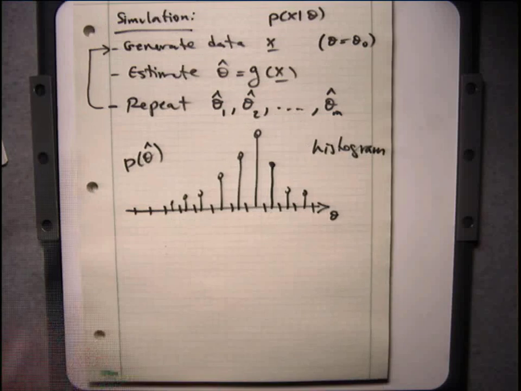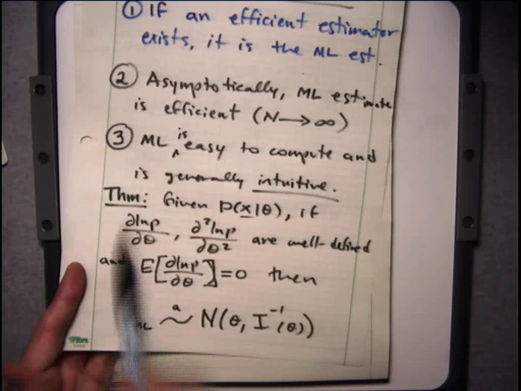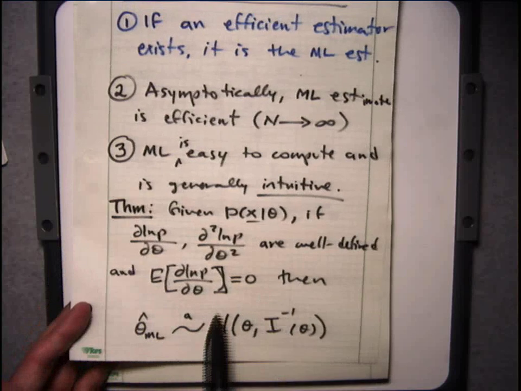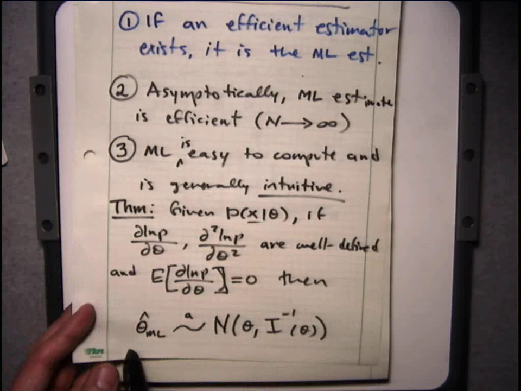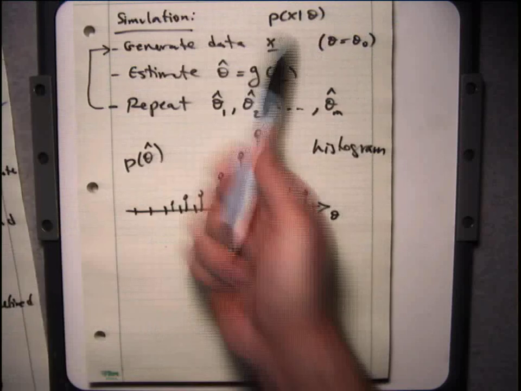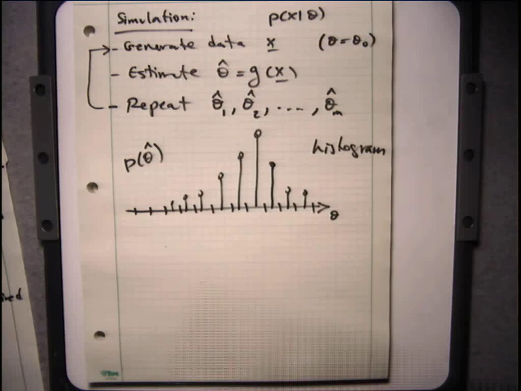And so what we said before is that if your data satisfies these regularity conditions and you use the maximum likelihood estimator, then with enough data, with enough x, this curve will look like a Gaussian.